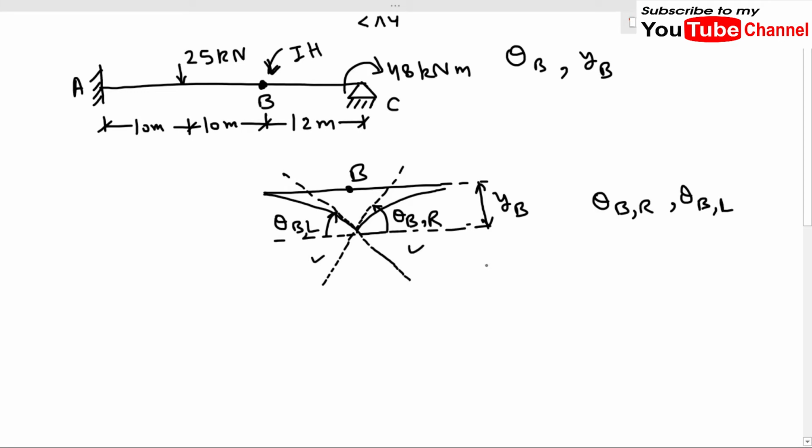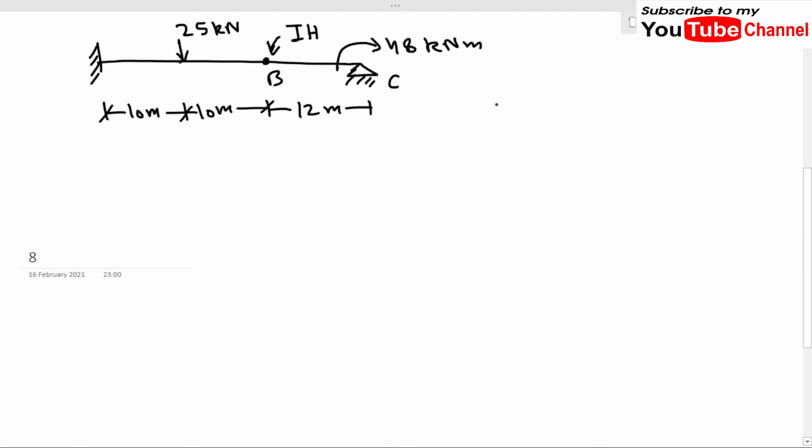Now let us proceed to our bending moment diagram, which we usually draw for solving any problem by using moment area method. So when we have a beam in which we have an internal hinge, how we draw the bending moment diagram of that beam is very important, and we will see how we draw.